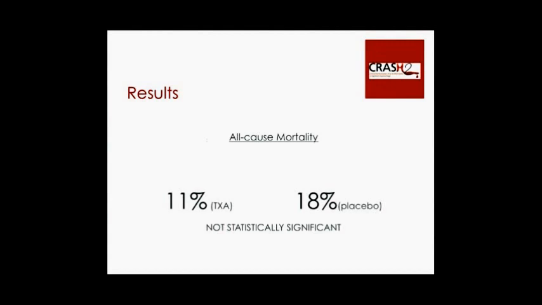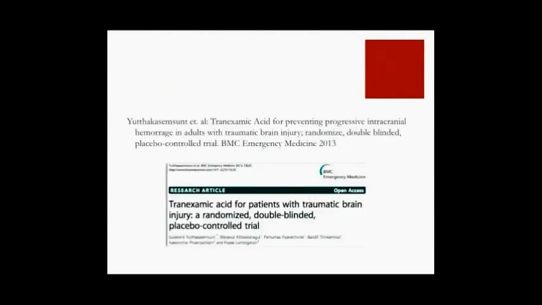But remember one thing, tiny, tiny nested study. Lots of patients had extracranial hemorrhages. So really limited in terms of what you can draw from this. And there was this study done by Yutha Kasimus, Dr. Venk's cousin, and it's called Tranexamic Acid for preventing progressive intracranial hemorrhage in adults with traumatic brain injury.